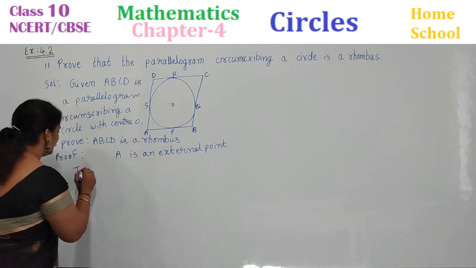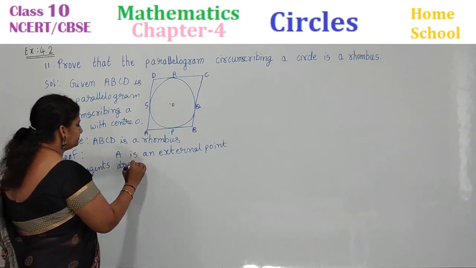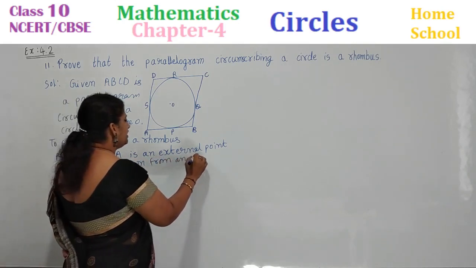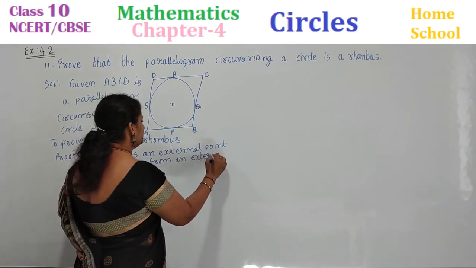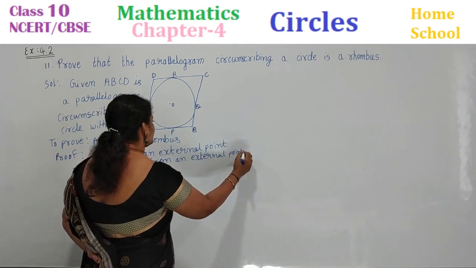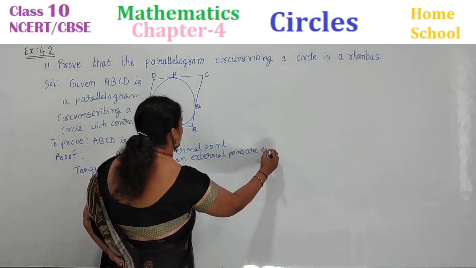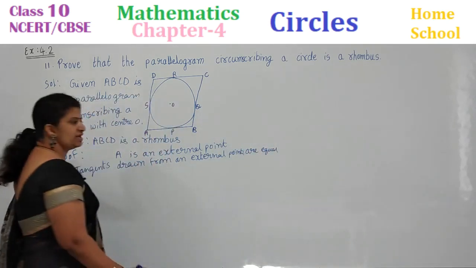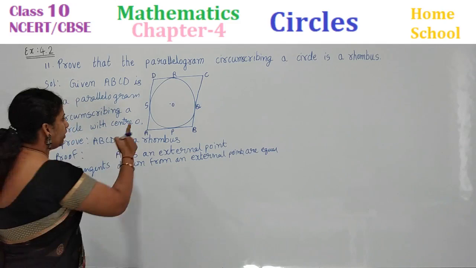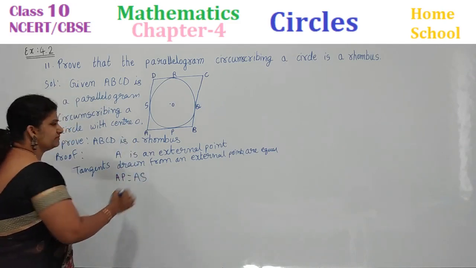Tangents drawn from an external point are equal. Tangents drawn from an external point are equal. According to this statement, what can I say? AP is equal to AS.